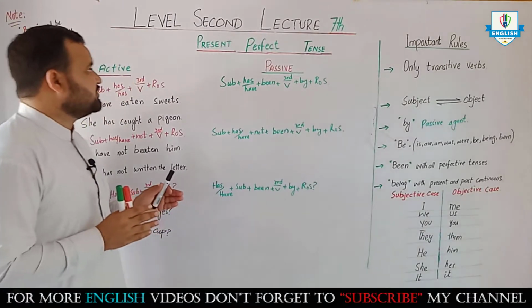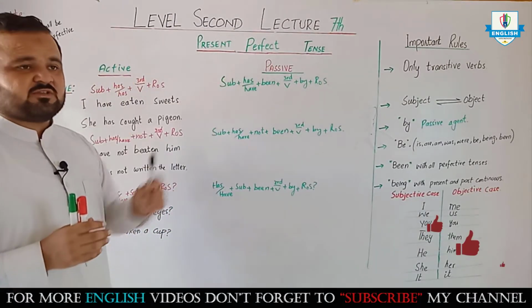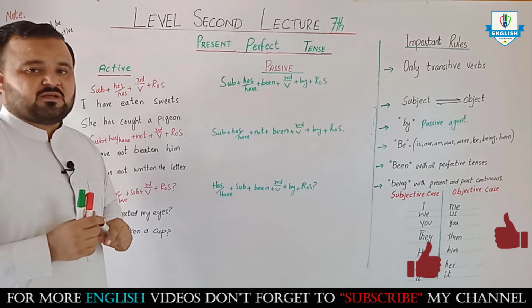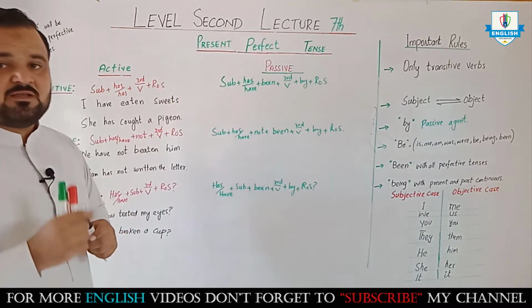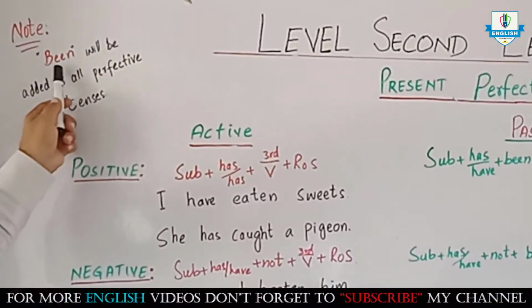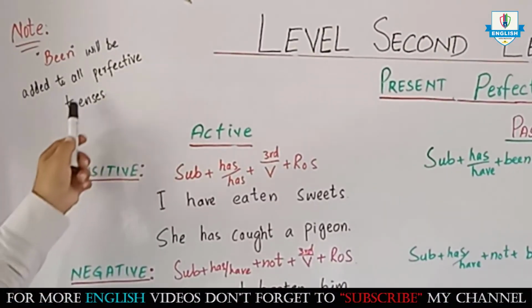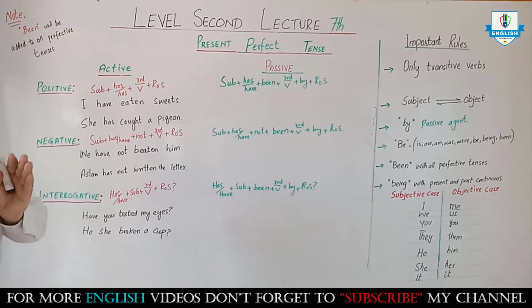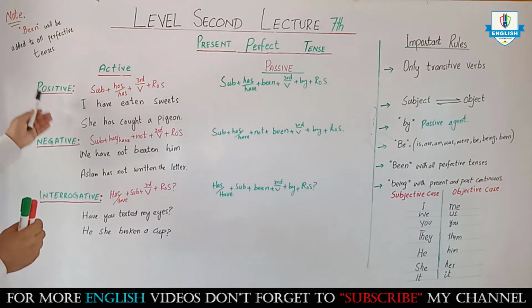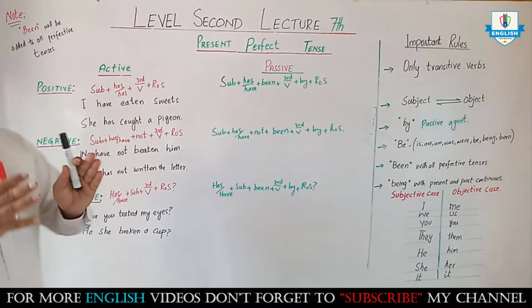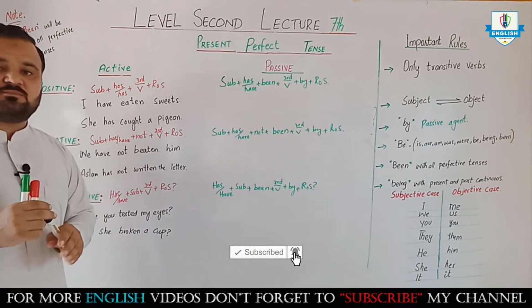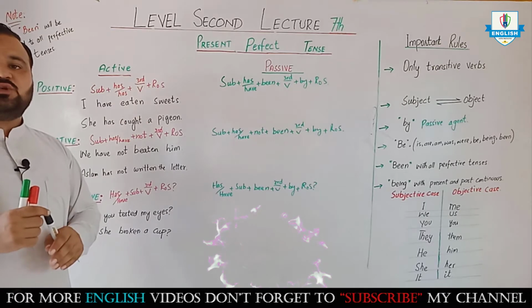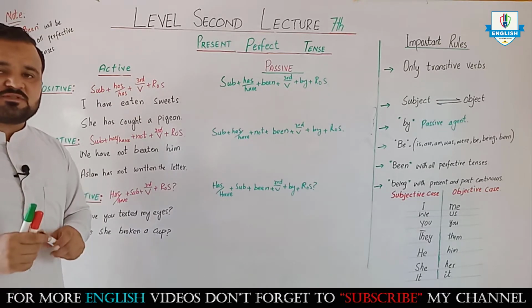So here I am going to change present perfect tense to passive. हम किस तरह इस tense को passive में change कर सकते हैं? Note one thing. Being will be added to all perfective tenses. तमाम perfect tense में हम being को add करेंगे. So look at the structure of positive. The structure is the most important thing. If you know the structure of these sentences, you can change any type of sentence.